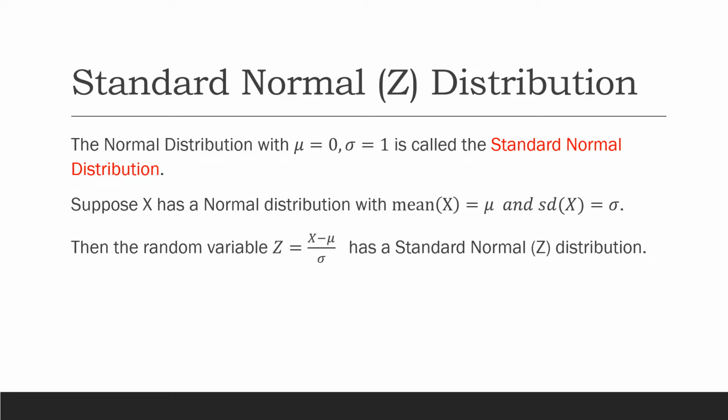We used to have to use tables, and as you can imagine, we couldn't have had a table for every possible combination of mean and standard deviation. So working with the standard normal table was a way to need only one table to calculate probabilities and percentiles and quantiles for any normal distribution, and we'll see how to do that in just a second.